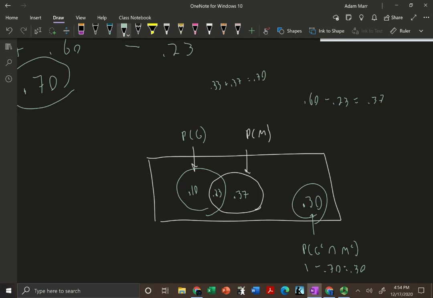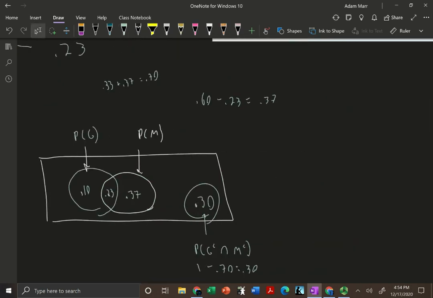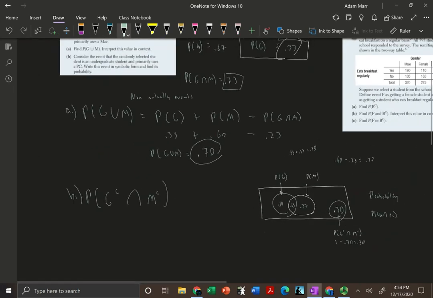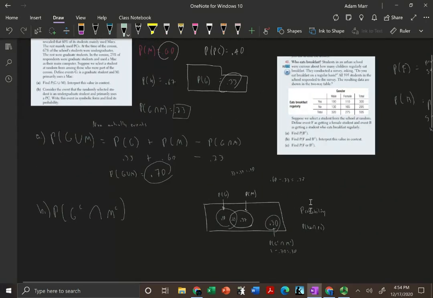Now, that will be the probability. 0.30 represents the probability that a randomly selected student is an undergraduate and they use a PC. So in this case, the probability that they're an undergraduate and use a PC. I'm going to put U and DR so you don't get confused by U. And they use a PC. Okay? That's it. So that's it for number 49.